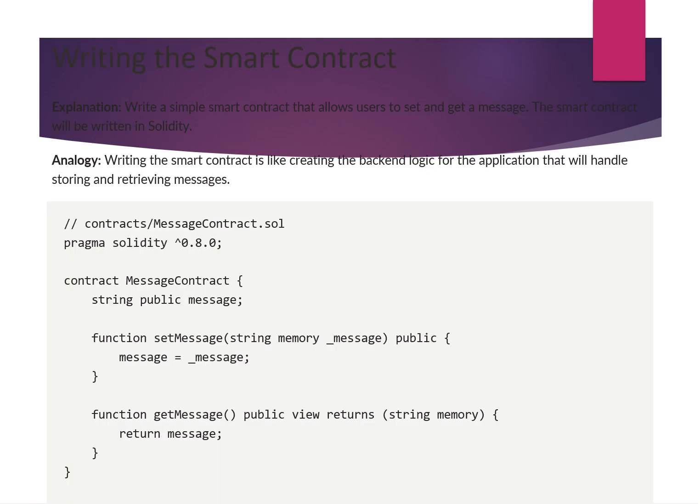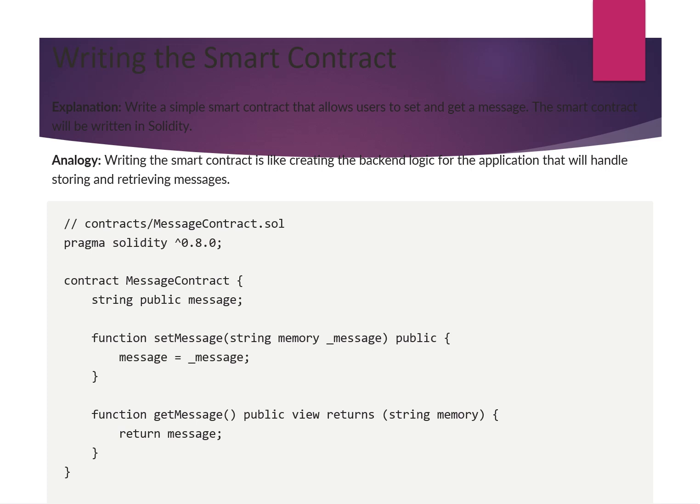Now let's write a simple smart contract in Solidity that allows users to set and get a message. This smart contract is the backend logic of our DApp. Solidity is a statically typed programming language designed for developing smart contracts that run on the Ethereum Virtual Machine, or EVM. Smart contracts are self-executing contracts where the terms of the agreement are directly written into code.